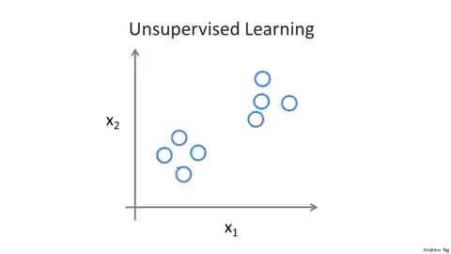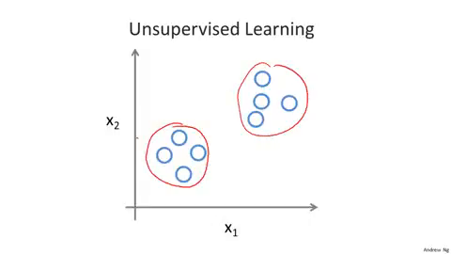Given this data set, an unsupervised learning algorithm might decide that the data lives in two different clusters. So there's one cluster, and there's a different cluster. And the unsupervised learning algorithm may break this data into these two separate clusters. So this is called a clustering algorithm, and this turns out to be used in many places.